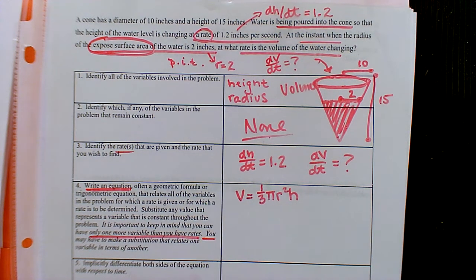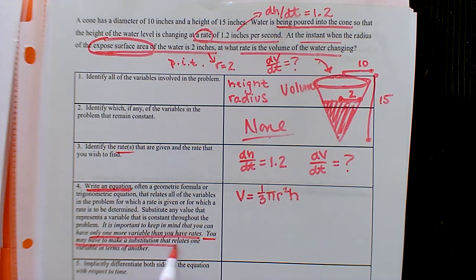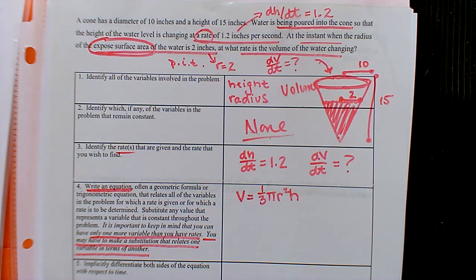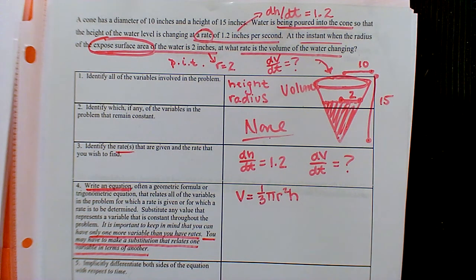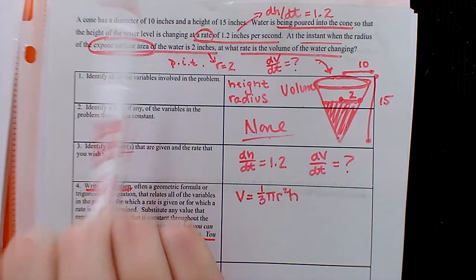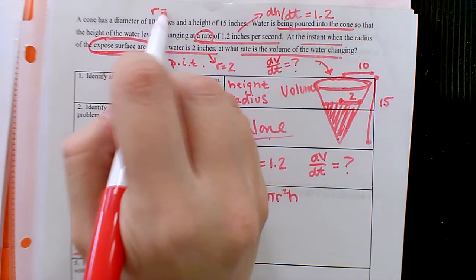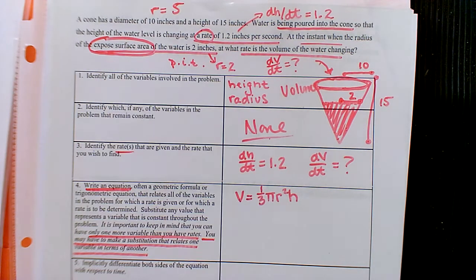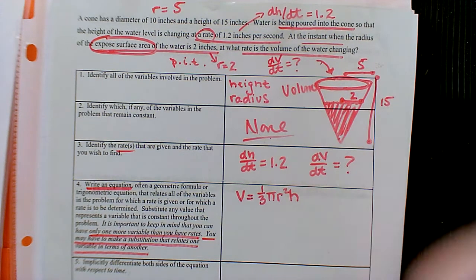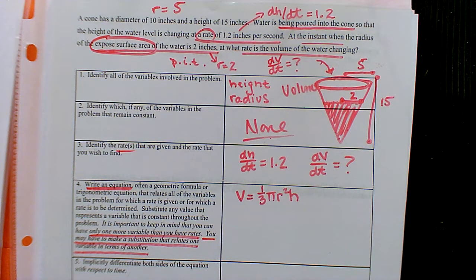So what we're going to have to do is be a little tricky here. You may have to make a substitution that relates one variable in terms of another. So let's think about this. They specifically mention, probably for good reason, in the very first sentence that we have a 10-inch diameter. By the way, if the diameter is 10 inches, what's the radius? 5. So we have a radius of 5 at the top and a height of 15.